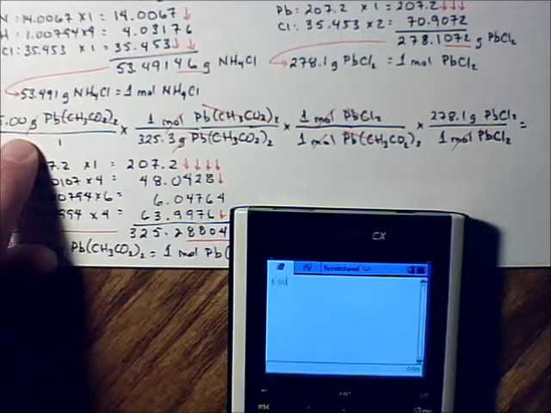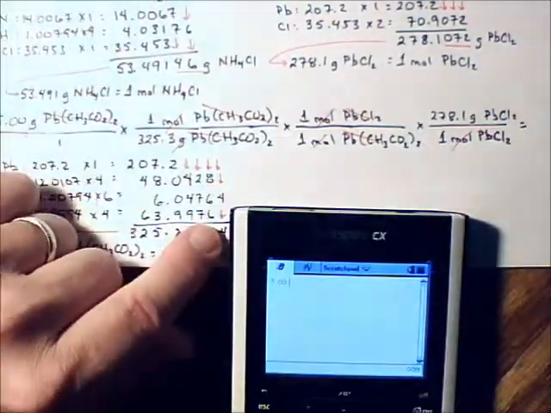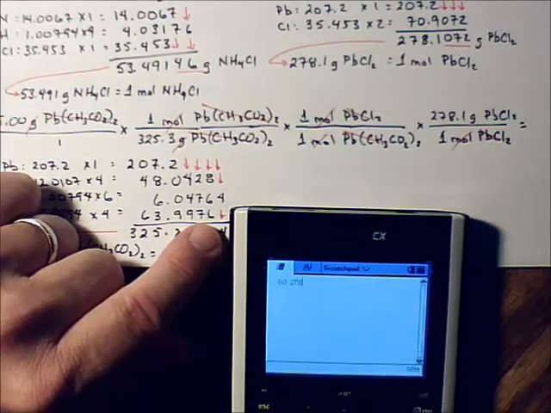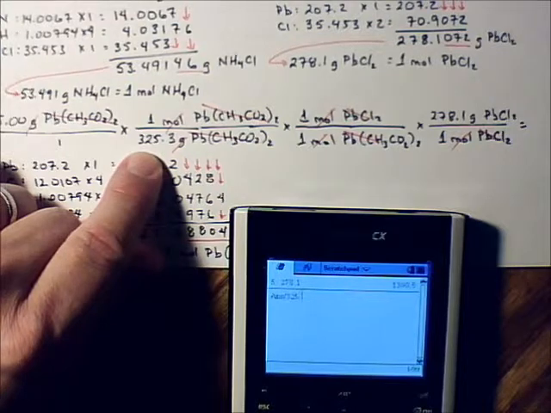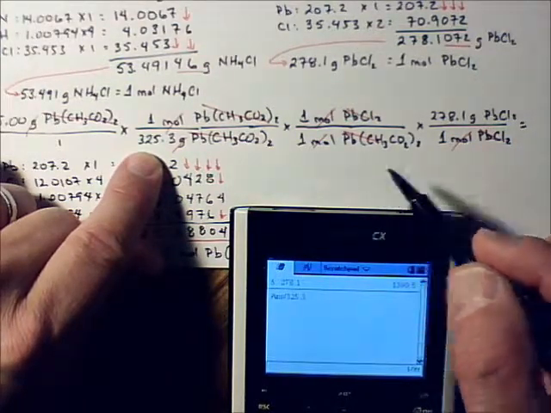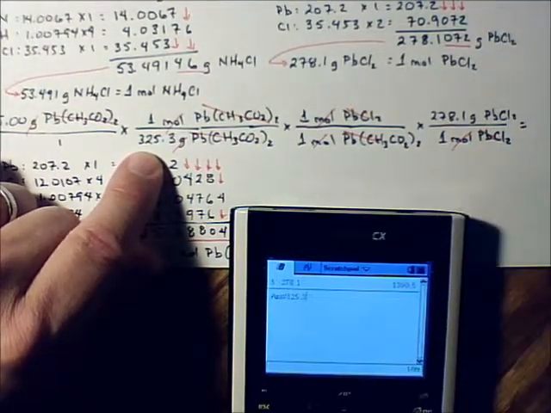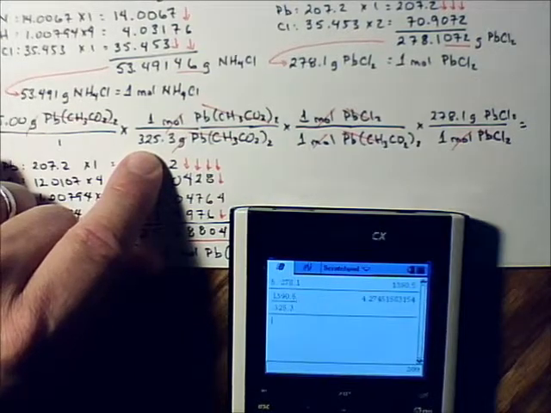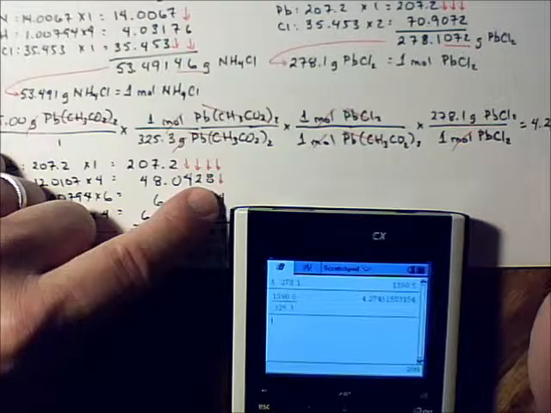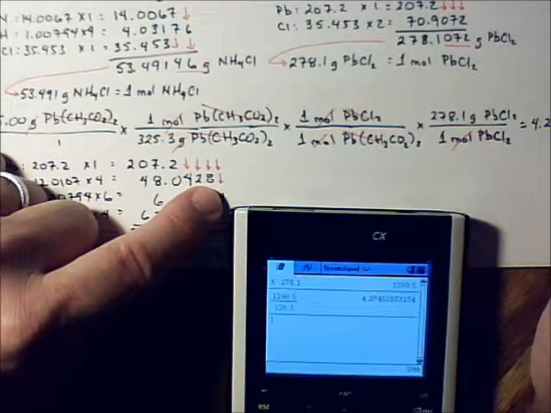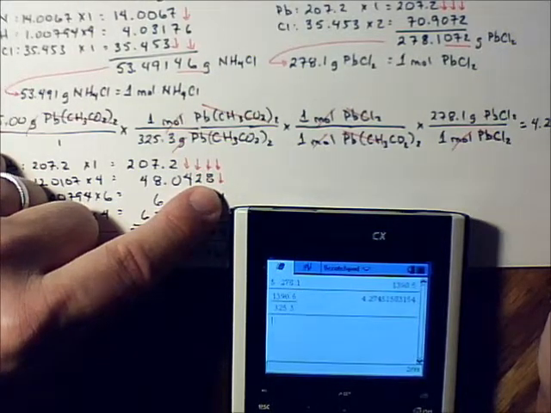Alright, so we got 5 times 278.1. Enter, then divide by 325.3. And we don't have to divide by anything else because I've got all 1s on the bottom. Dividing by 1 just gives you the same answer. So I get 4.27451583.